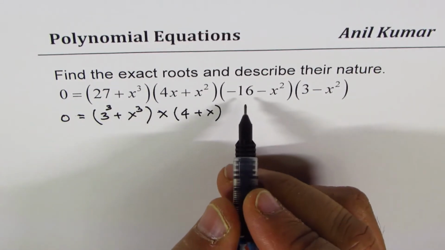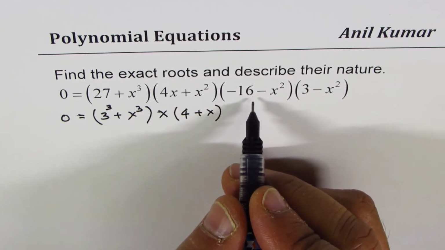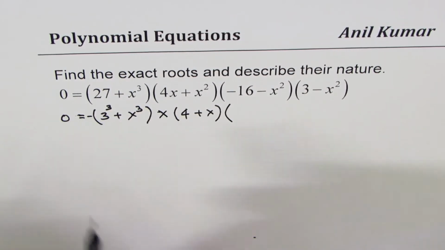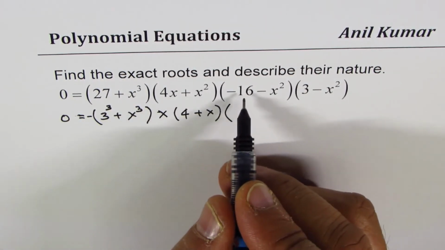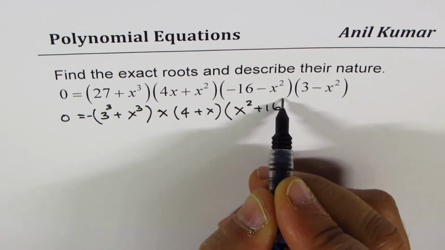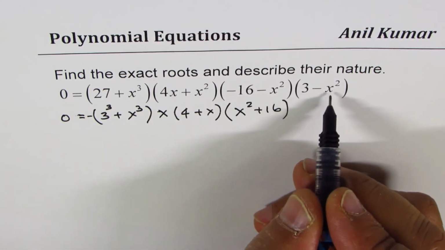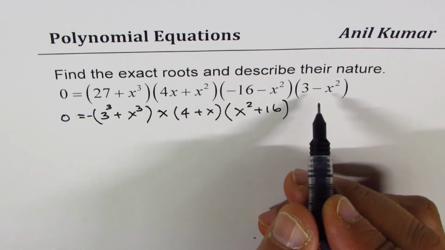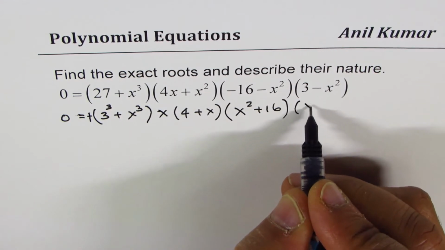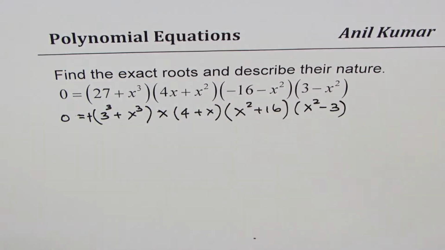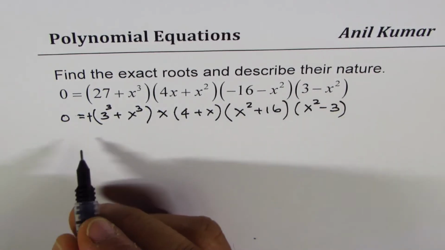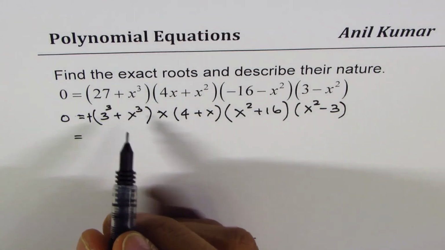Is that okay? Now in this particular case, we could factor out a negative. So if I take away the negative, both become positive, right? So it's better to write it as x squared plus 16. In this case also, it is better to factor out the negative. So if I factor out the negative, this becomes positive. Do you see that? And what I get here is x squared minus 3. Now this is a very critical step. We have simplified our equation more than what it was given to us as.